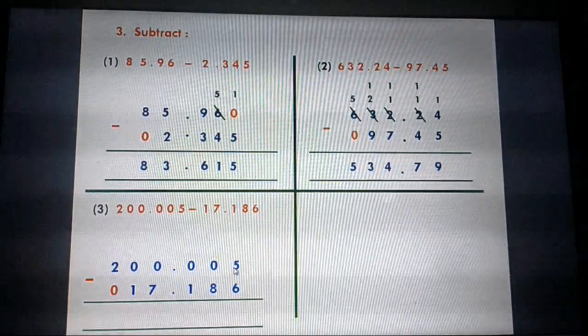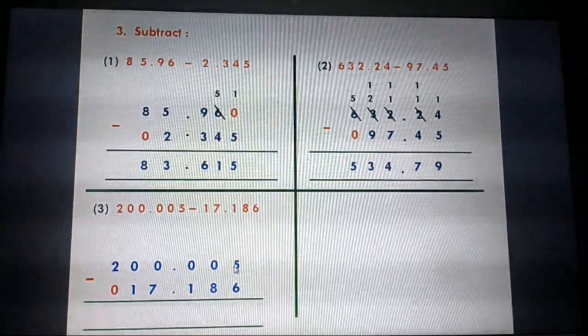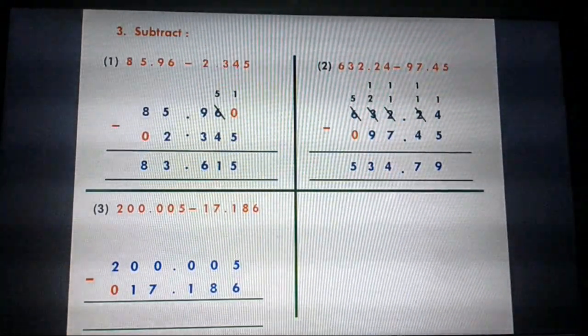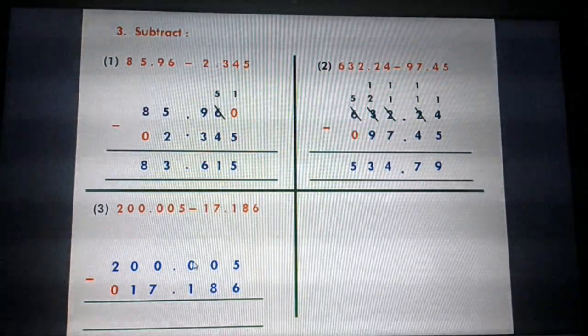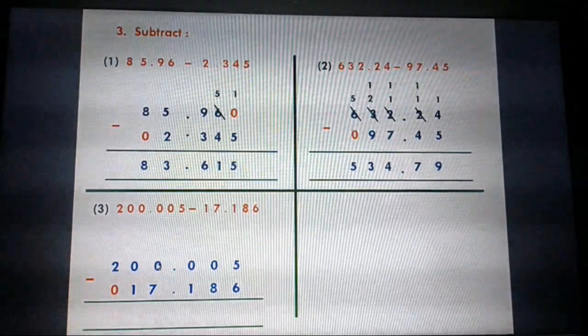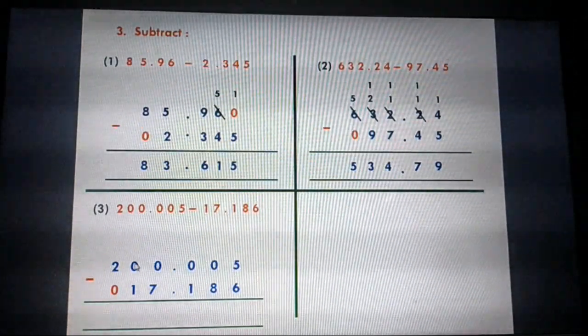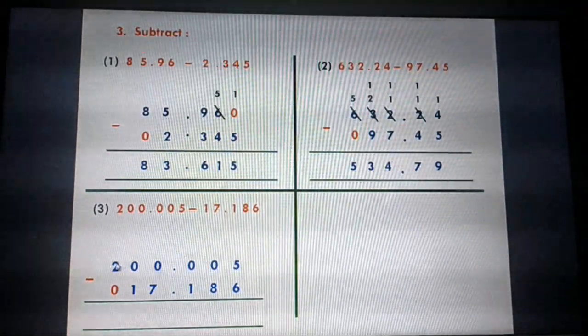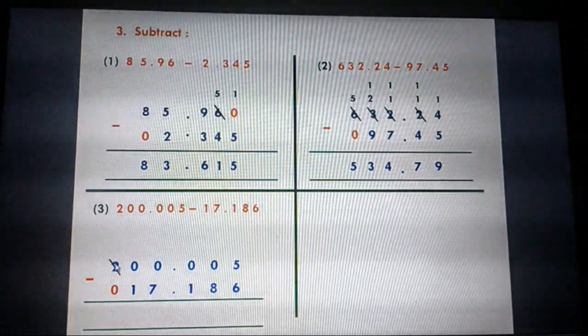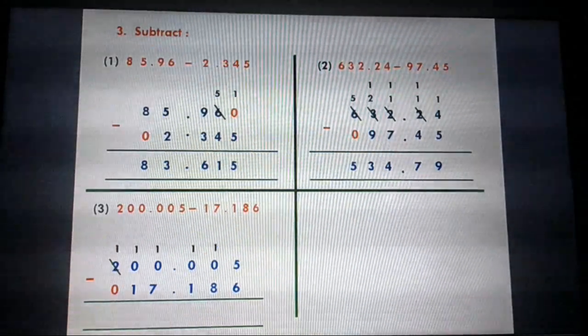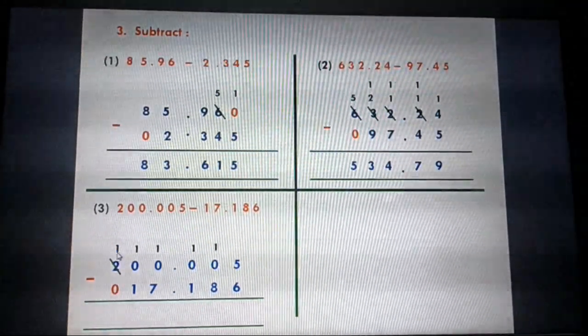This 6 to subtract from 5 is not possible. So what will I do? I have to borrow from the other number. But here 0, here 0, here 0, here 0. Now we can only borrow from here, right? So I will borrow 1 from here, correct? So this 2 will become 1.